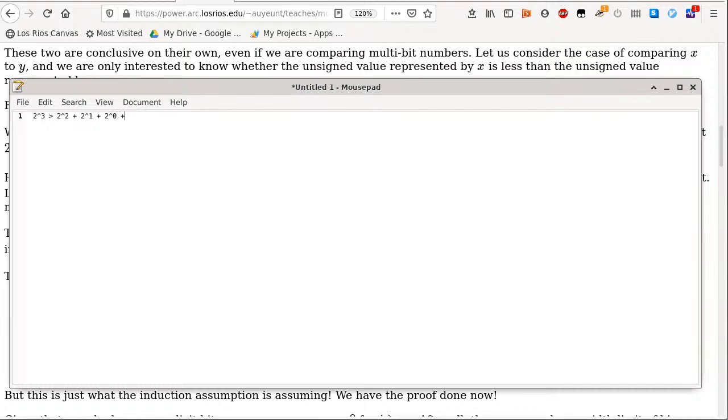Now, can we keep going? Can we say plus 2 to the power of -1 plus 2 to the power of -2 and so on? The answer is actually yes. But we are not taking this portion here because we are dealing with unsigned integers, so we are not dealing with the fractional part, and we are only concerned about this part here. So when you look at this, 2 to the power of 3 is 8. This is 4, this is 2, this is 1. And so we can now say 8 is greater than 7 is actually true.